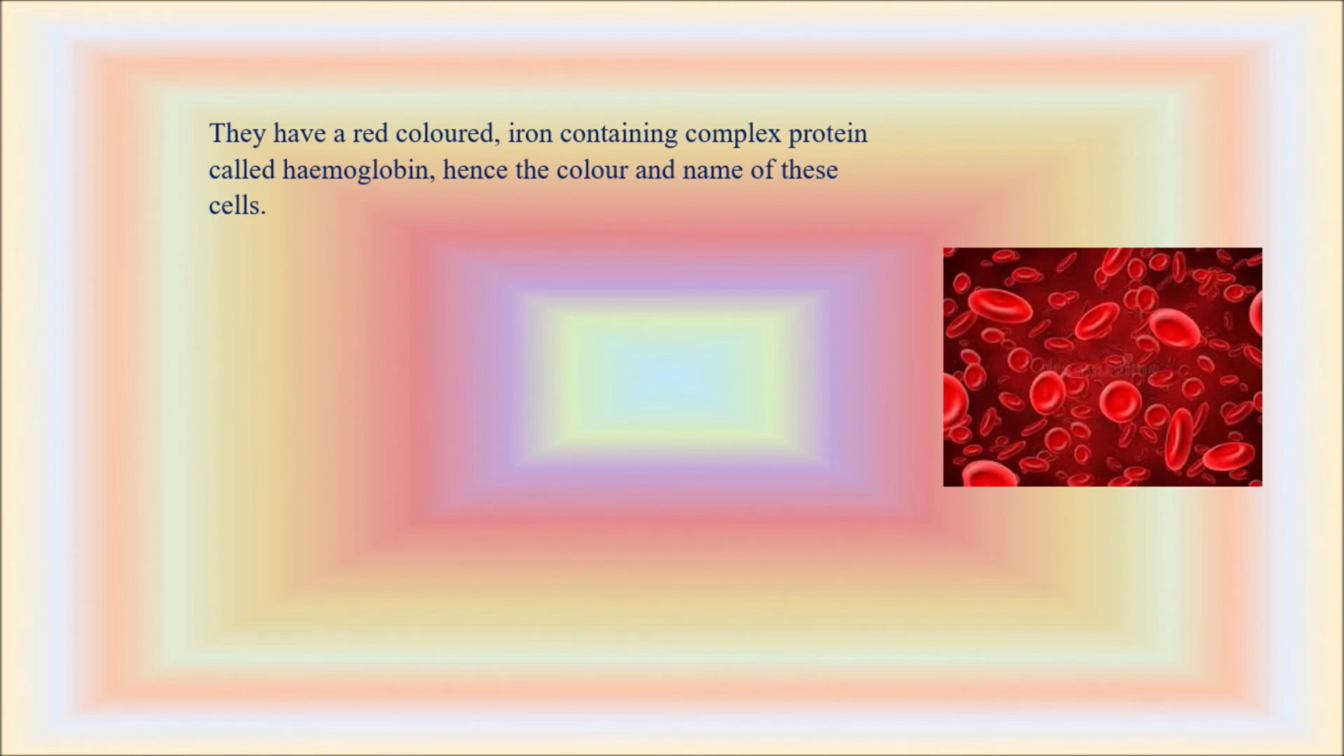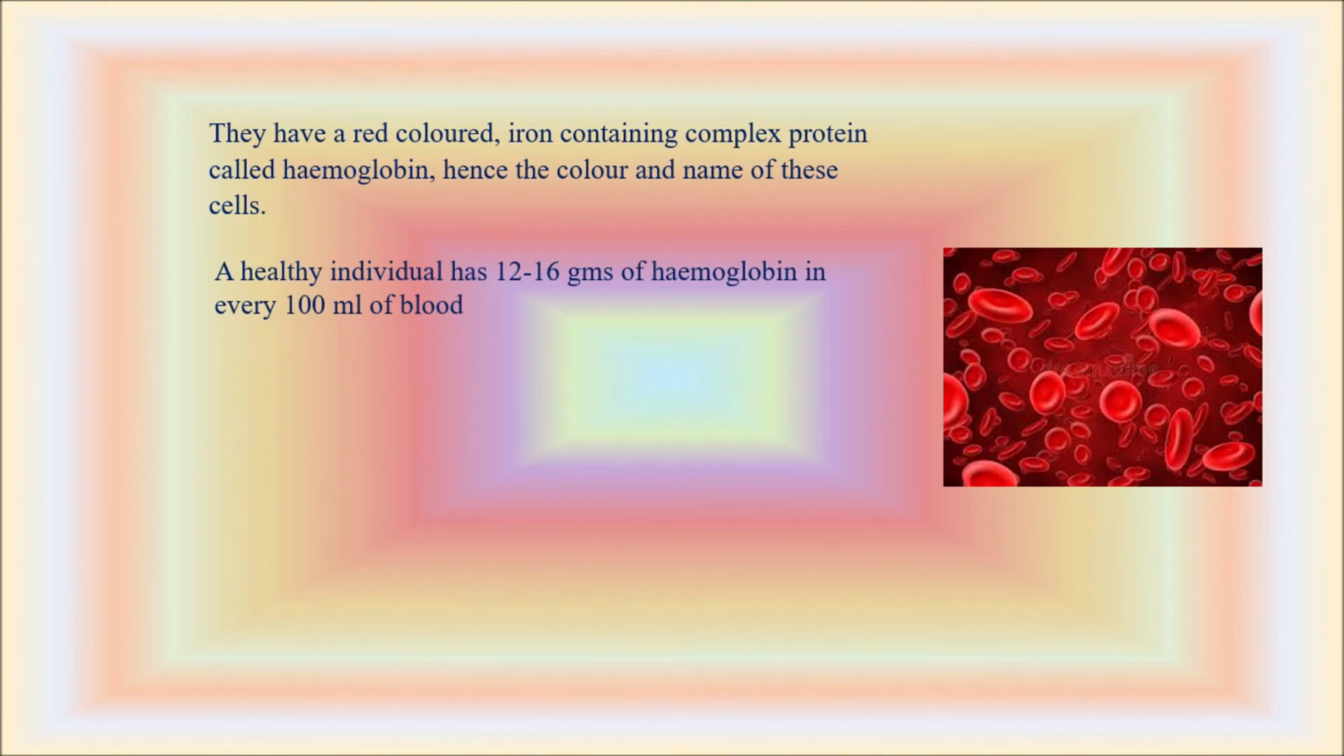They have a red colored iron containing complex protein called hemoglobin, and hence the color and the name of these cells. Erythro means red. A healthy individual has 12 to 16 grams of hemoglobin in every 100 ml of blood.